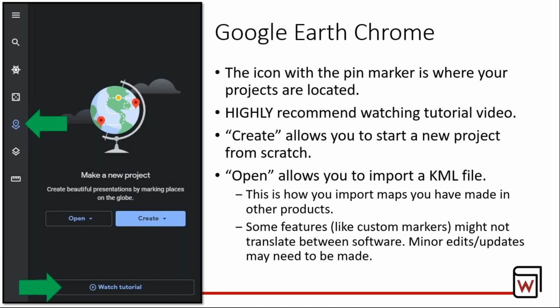And then you have two options. You can either open or create a file. Create allows you to start a new project from scratch, while open allows you to import a KML file. So this would be the file that you may have downloaded from the Your Places tool. And remember that some edits may need to be made when transferring a map from one service to another.